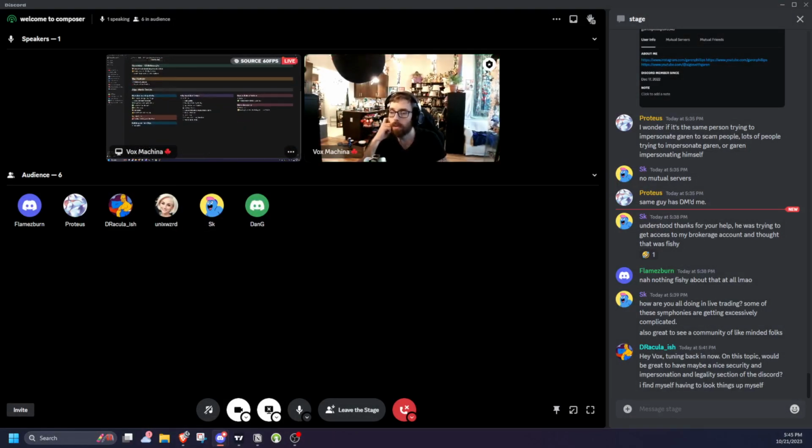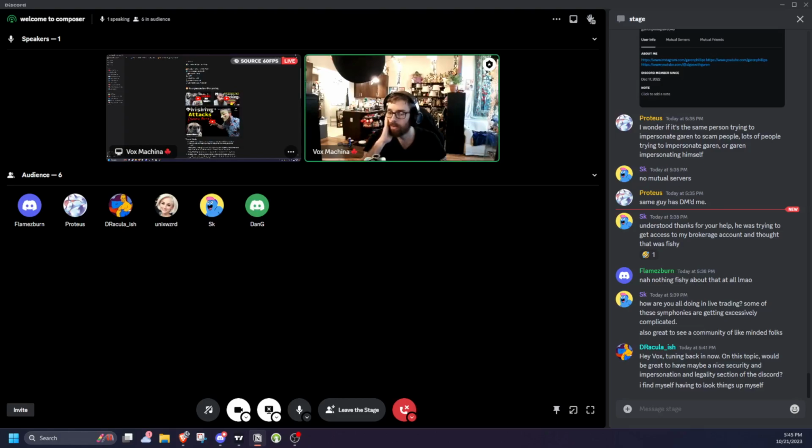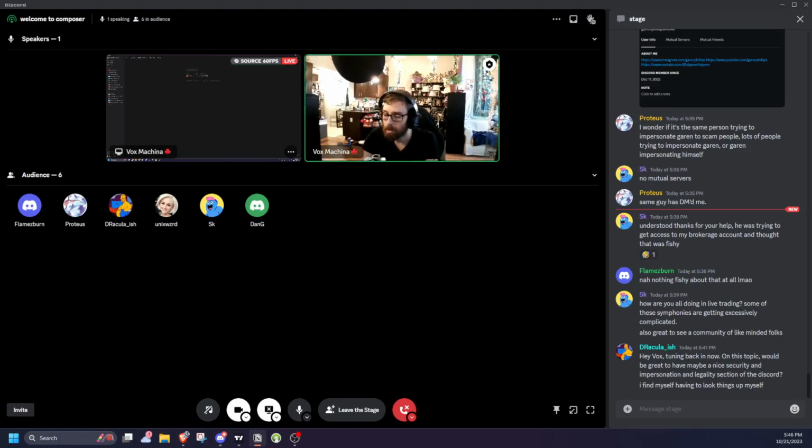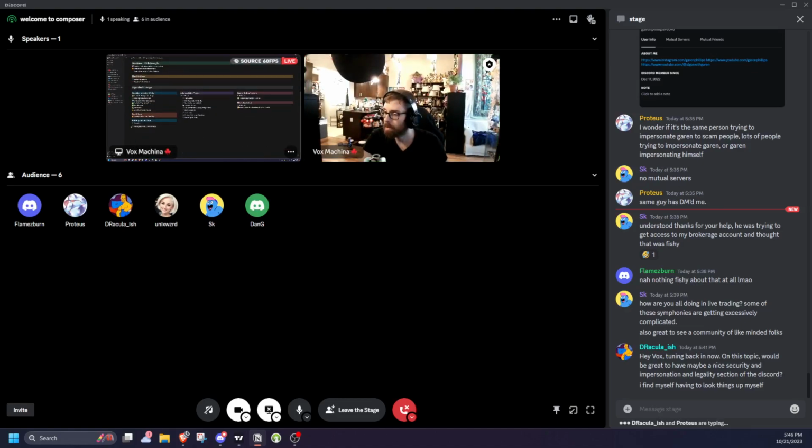So we got a whole security section. Most of it is much more generally focused on account security than Discord specifically, but I think this is a good idea. I'm going to add that to my to-do list.